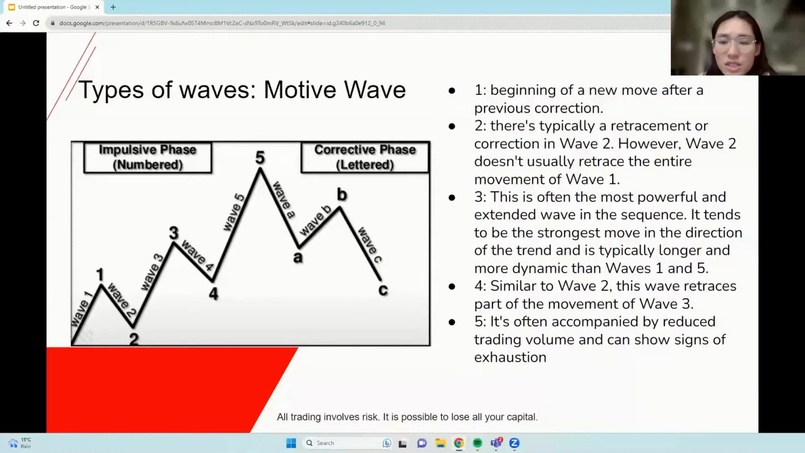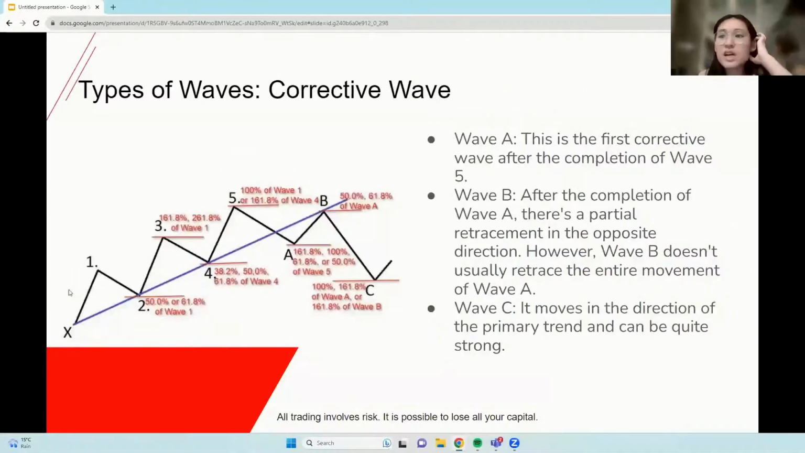Okay, so next, let's take a look at the corrective phase and the corrective waves that are part of this corrective phase. The next part that we're going to be talking about are the lettered ABC areas of the wave. Okay, you can take a look in this image as well.